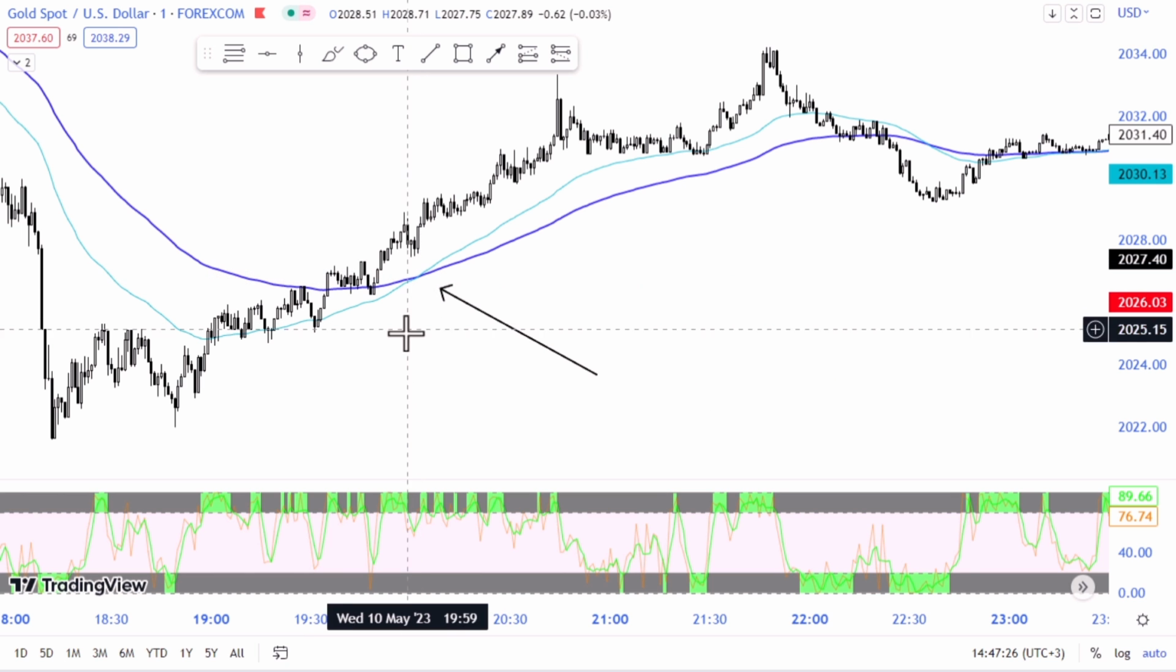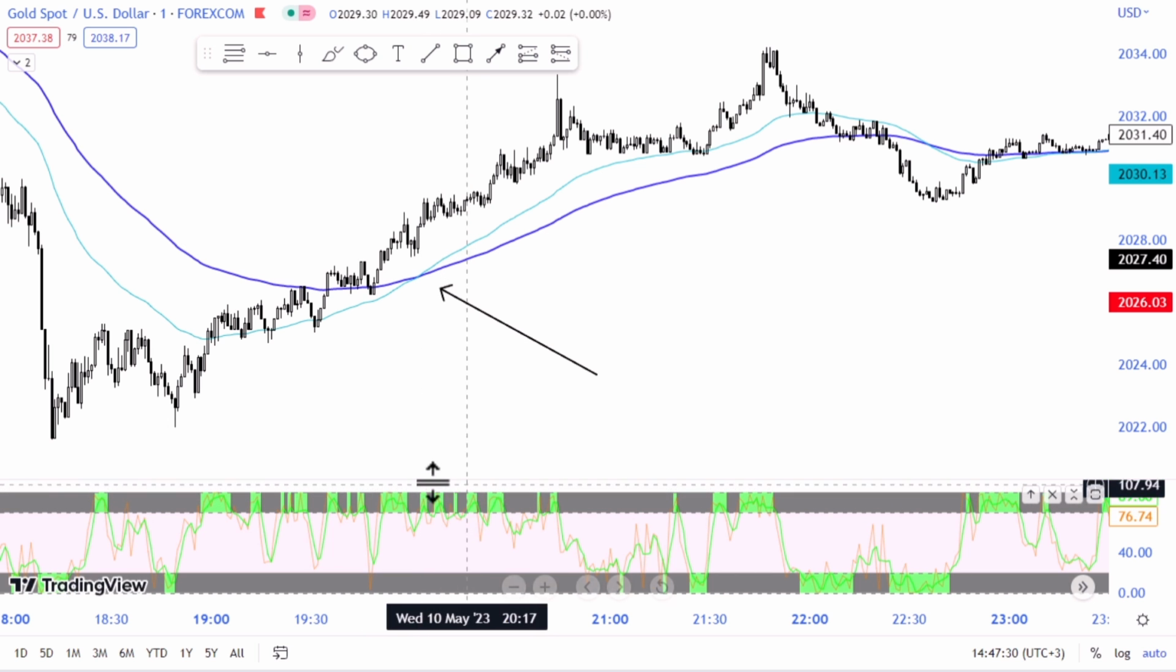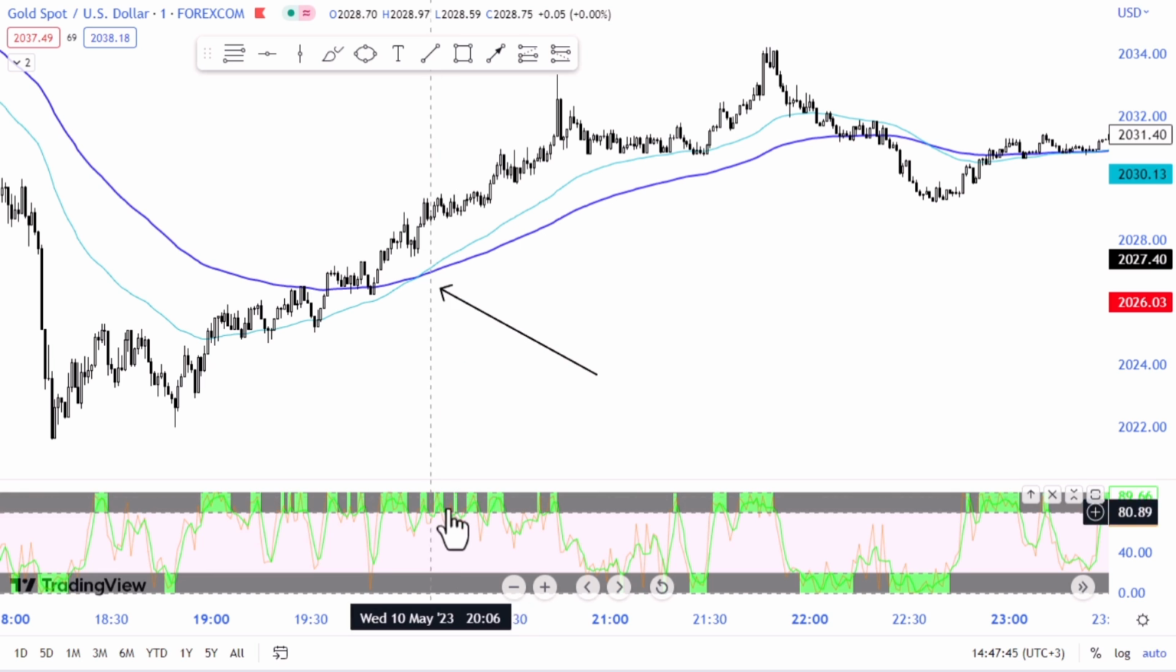Next, we know that this plus 70 area and this minus 20 area here are the oversold and overbought zones. So when we are here, we are looking for a price reversal. We have to look for a confirmation, and keep it in mind. Let's talk about this too.